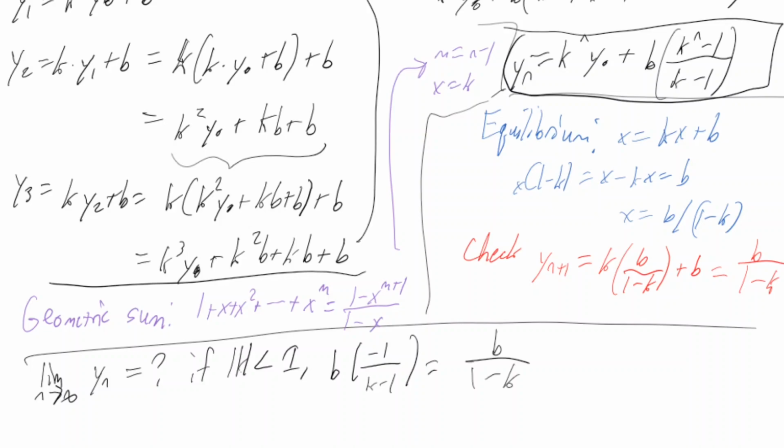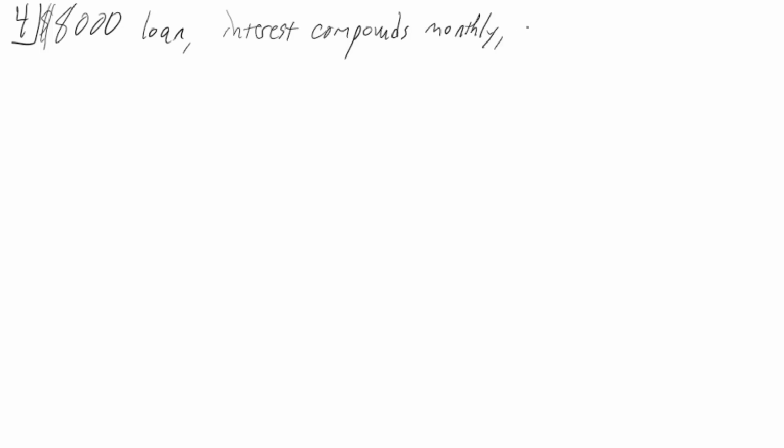Alright, now let's use this to do a real life example. Let's say we take out an $8,000 loan and the interest compounds monthly. And interest, so at the end of each month, is 0.25% of what the current amount is. So each month you could think of it as multiplying by 1.0025. And say we want to pay it off in 10 years.